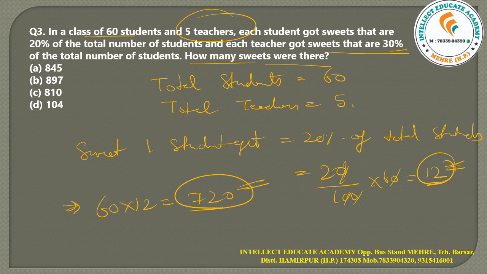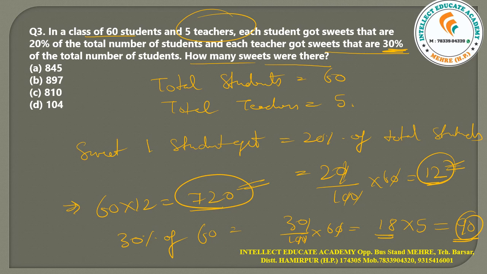How much is that? 30%. What is the 30% of 60? That is 30 upon 100 into 60. This is 18. So one teacher is getting 18 sweets. So how many sweets will 5 teachers get? That is equal to 90 sweets.